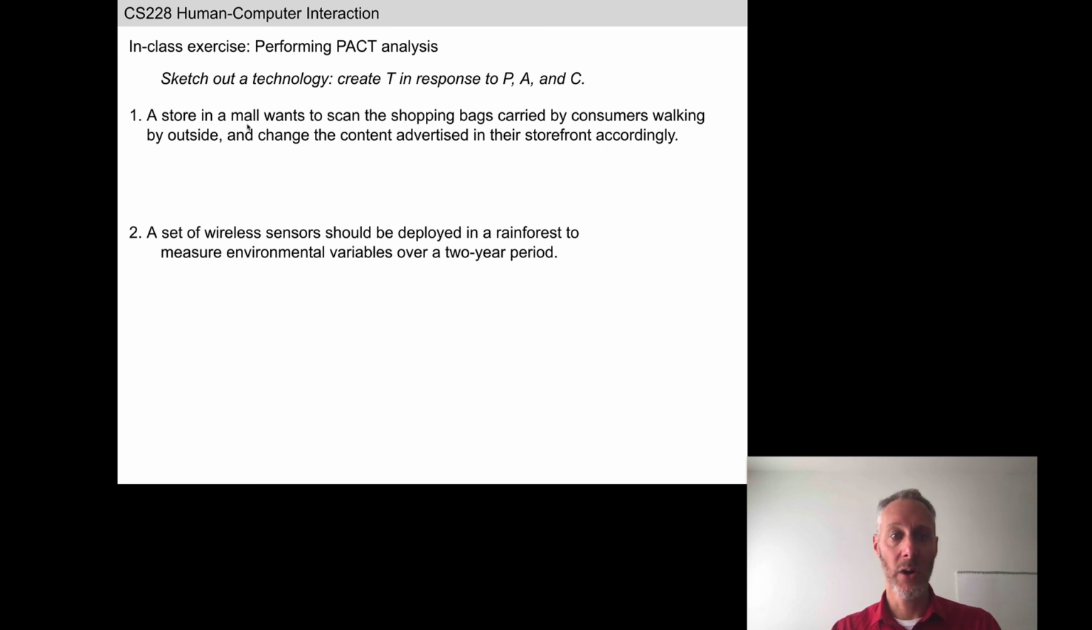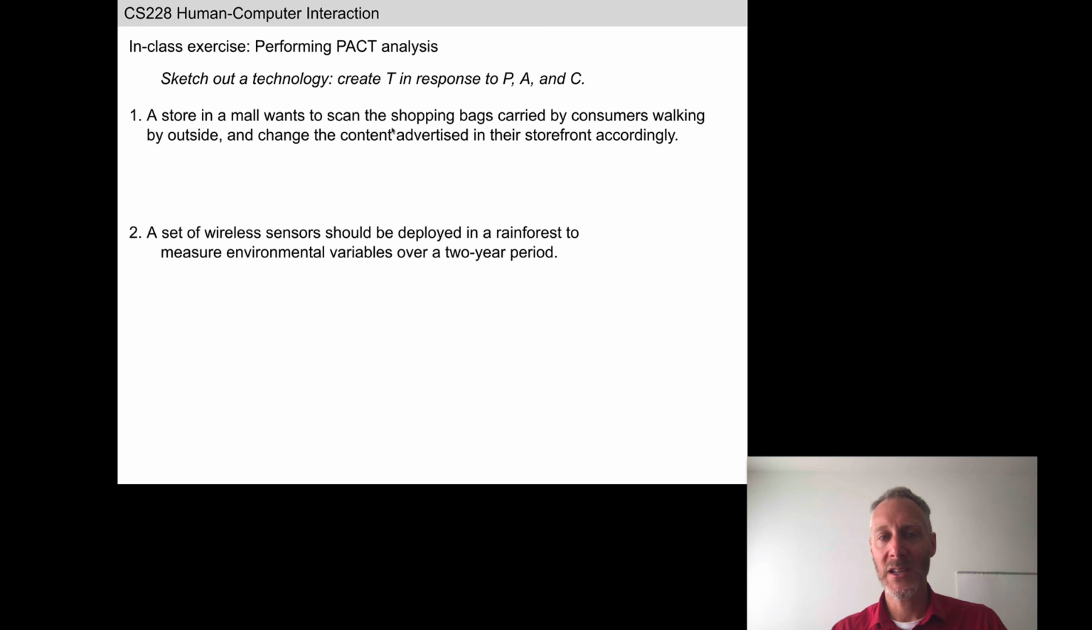So, a store in a mall, again, this is an example from the before times when people went to malls. A store in a mall wants to scan the shopping bags carried by consumers that are walking by outside the store in the mall and change the content advertised in their storefront accordingly. You may or may not agree with the store wanting to do this, but let's assume you work for a software company that has been charged with creating software to do this.